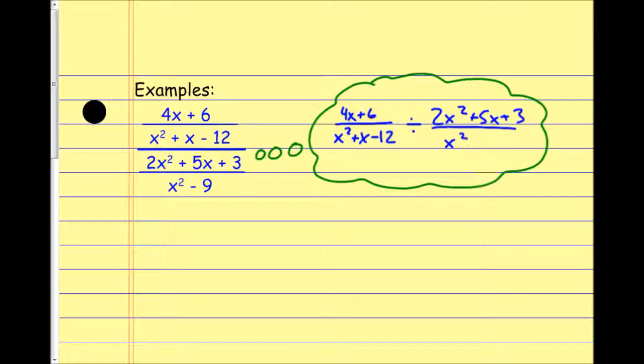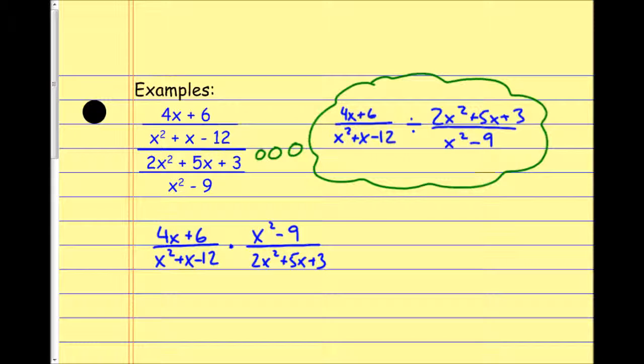And now we can change that to multiplying by the reciprocal. So I had the 4x plus 6 over the x squared plus x minus 12 times, I change this to multiplication, and I flip that second fraction. So I change it to multiplying by the reciprocal. And now I can factor everything completely.